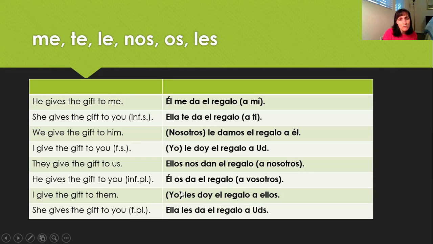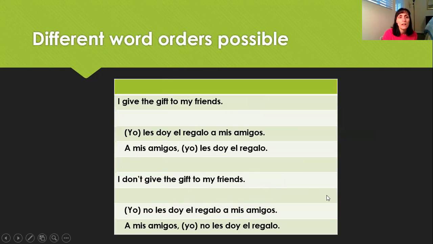Yo les doy el regalo a ellos. In this case, les refers to a ellos. And since les can refer to a ellas or a ustedes, we need to clarify which we're talking about. Ella les da el regalo a ustedes. Once again, we've clarified what les means. In this case, it's a ustedes, the you formal plural.